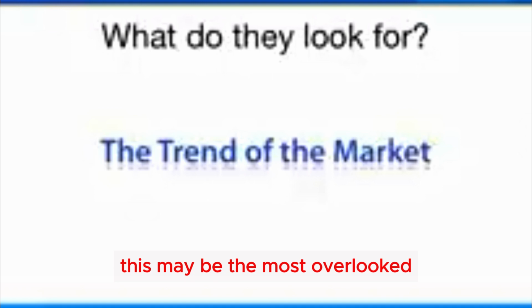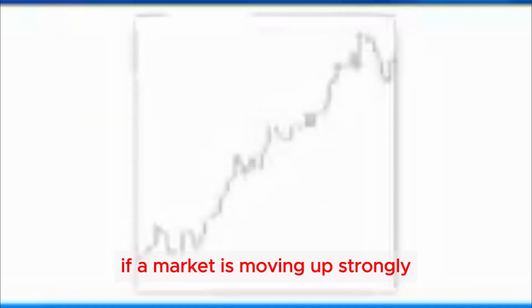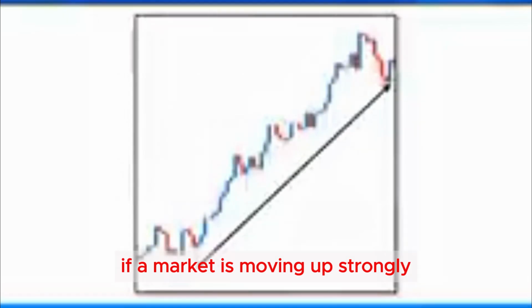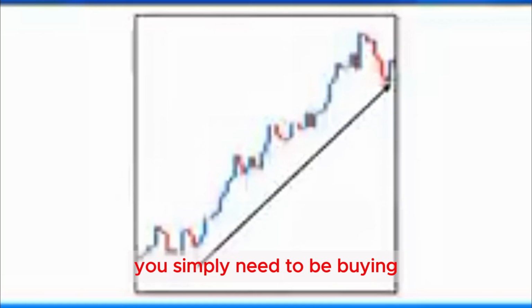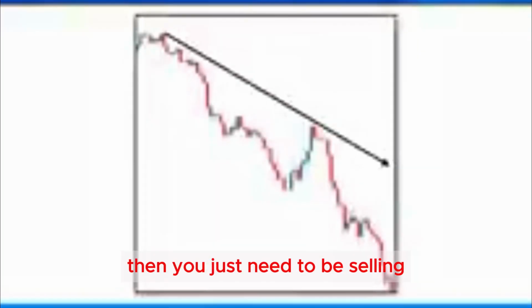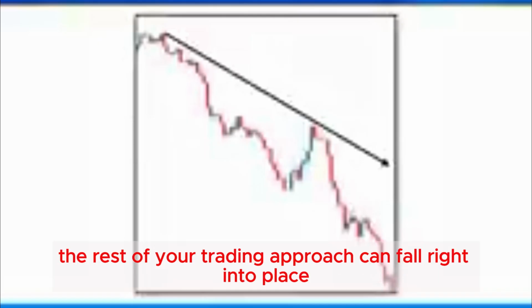This may be the most overlooked but yet most important part of identifying a trade. If a market is moving up strongly, sometimes it doesn't matter what strategy you use to time your buys, you simply need to be buying. If a market is moving down strongly, then you just need to be selling at times. When you trade in the direction of the trend, the rest of your trading approach can fall right into place.